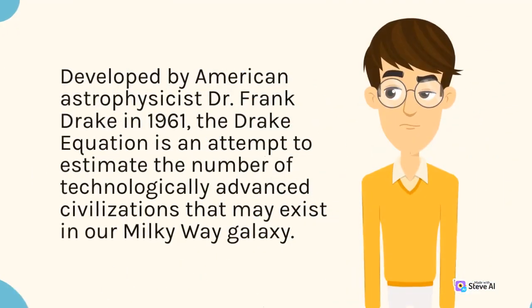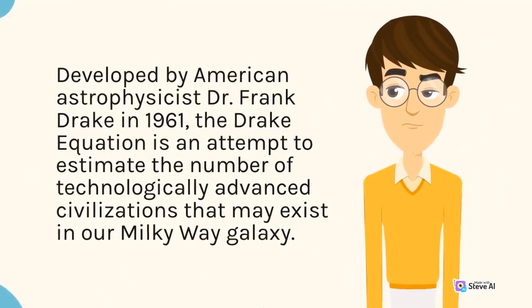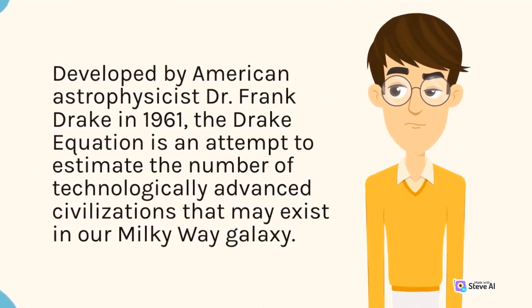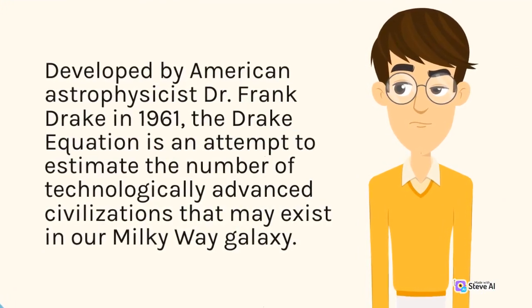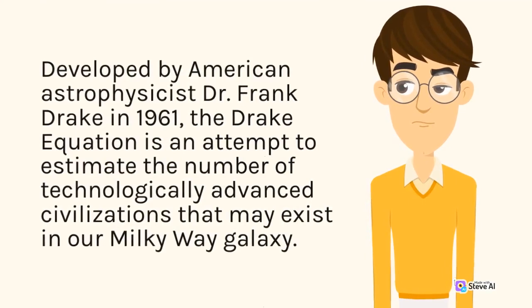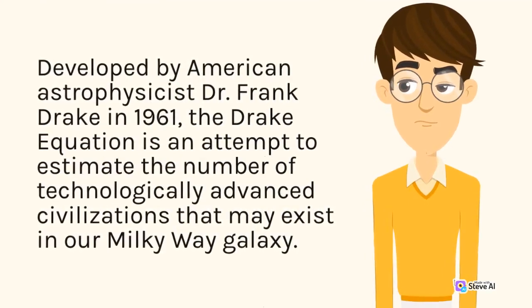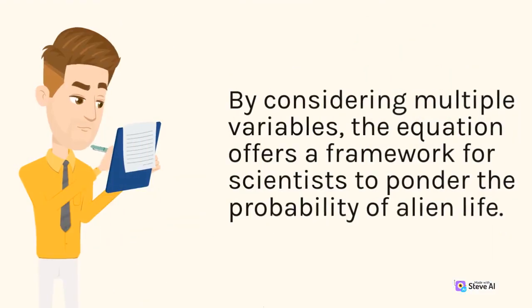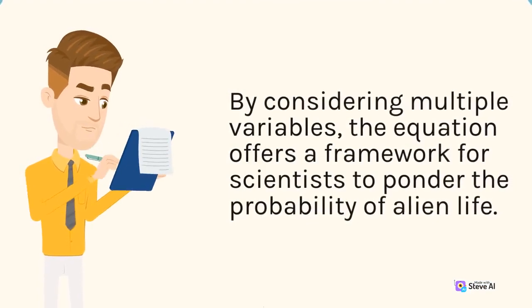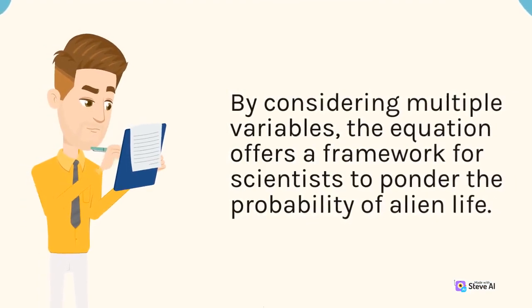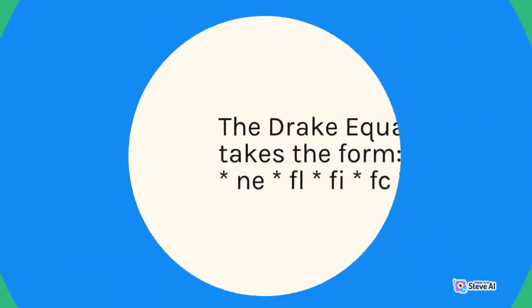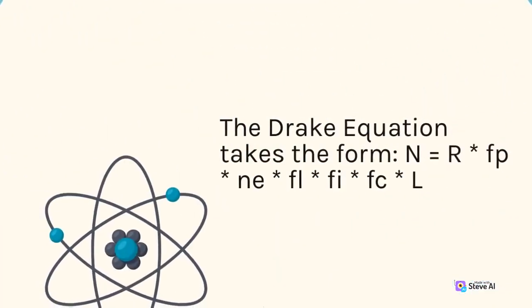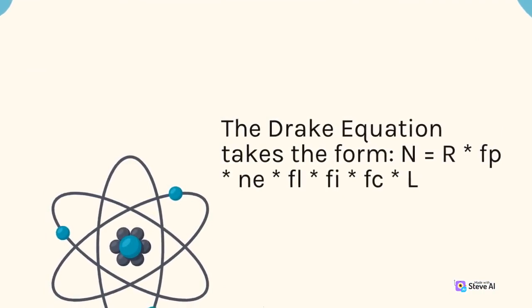Developed by American astrophysicist Dr. Frank Drake in 1961, the Drake equation is an attempt to estimate the number of technologically advanced civilizations that may exist in our Milky Way galaxy. By considering multiple variables, the equation offers a framework for scientists to ponder the probability of alien life. The Drake equation takes the form N equals R, fp, ne, fl, fi, fc, L.